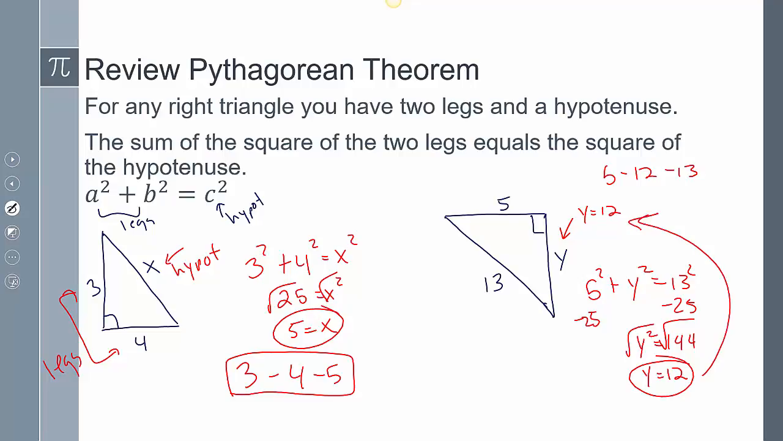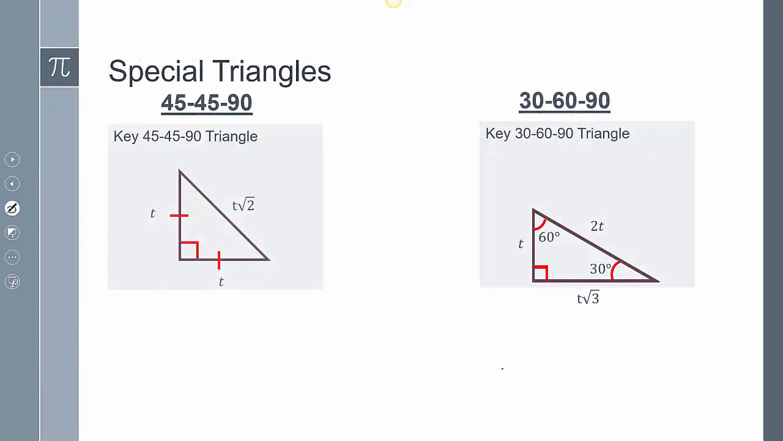Now I encourage you guys to memorize the Pythagorean triples, and you can go on Google and take a look at some of those Pythagorean triples just because it can make things a lot easier and quicker. Now they can also be ratios of each other too, so I can say 6, 8, 10 is also a Pythagorean triple.